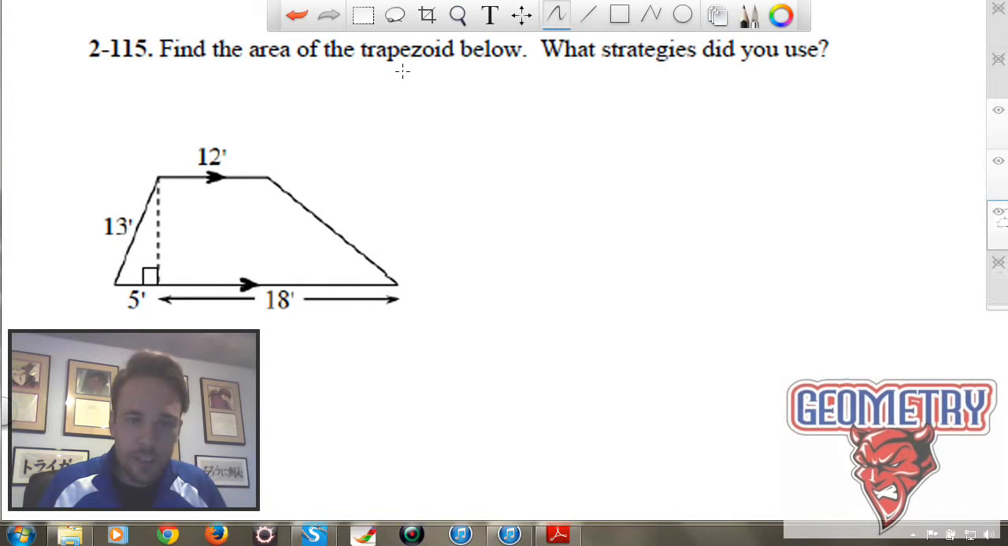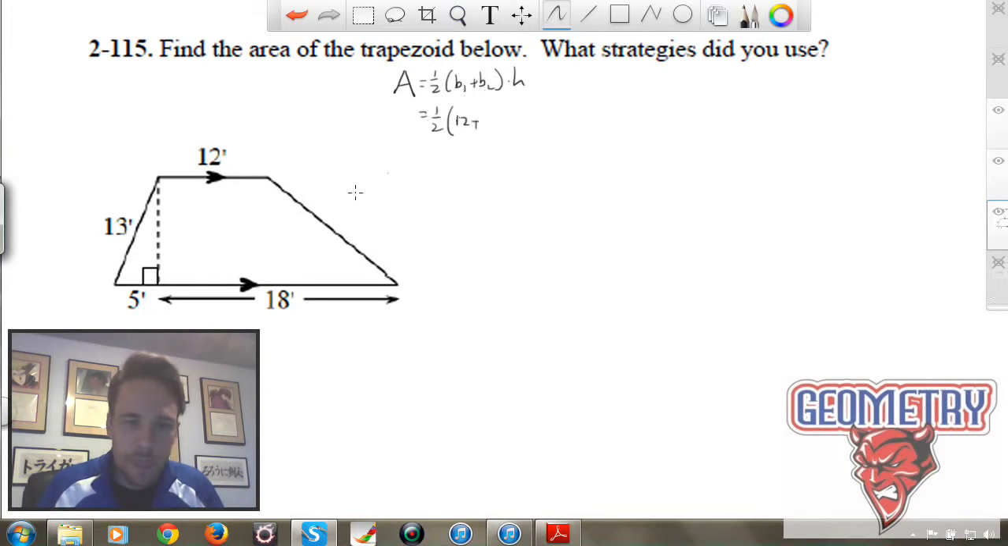The first strategy involves just using the formula. So the formula for the area of the trapezoid is 1/2 the sum of the bases times the height. Base 1 here is 12. Base 2 is not 18. Be careful, it's actually 18 plus this 5 over here. So the second base here is actually 23.